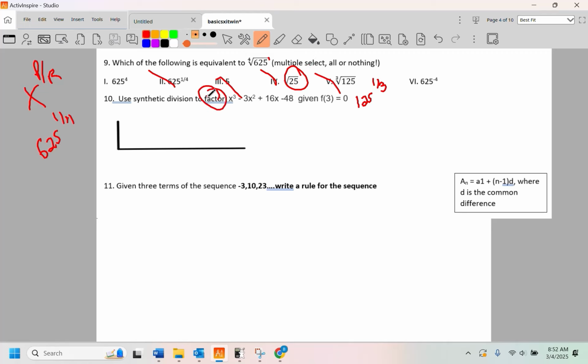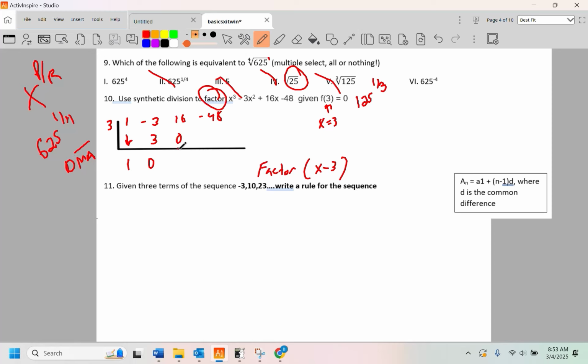All right, number 10 says use synthetic division to factor, given f of 3 is a 0. This is saying that x is 3, which means that when I factor, I'm going to have x minus 3 as a factor. So that's part of it. Since x is 3, that's what I put out front. We have a 1, a negative 3, a 16, and a negative 48. Those are our coefficients. We drop the 1, then we multiply. Negative 3 plus 3 is 0. Remember the acronym is drop, multiply, and add forever.